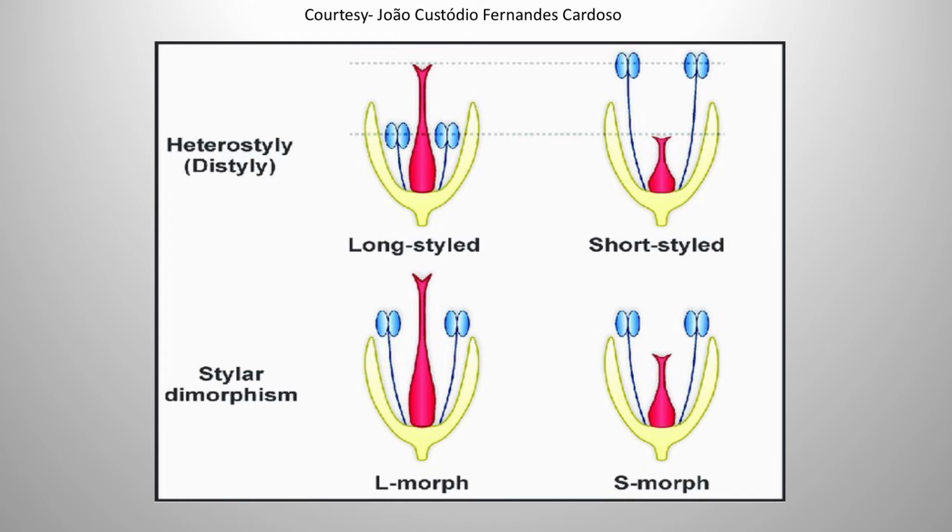The first one is a distyle condition, where in one picture you will find long style and in another picture you will find short style. Naturally, in these flowers, in this kind of plants, the chance of cross pollination is more. So, stylar dimorphism also you can see, this long morphological condition and short morphological condition. So, this is again showing the chances of cross pollination.